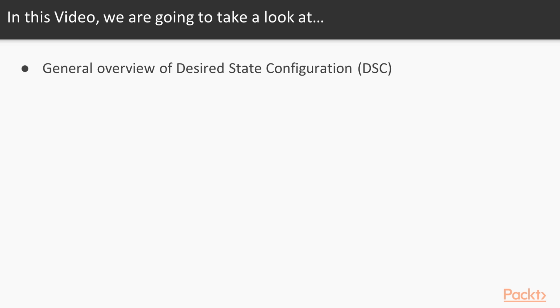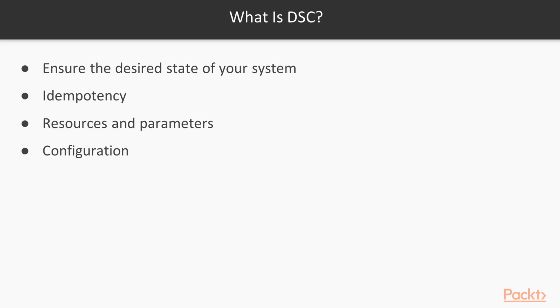In this video, we'll look at just a general overview of the what and whys for desired state configuration. Now, let's start with what is desired state configuration. It's a technology that comes now in Windows Server 2016, and you can also update the management framework to have similar access in Windows Server 2012 R2, but what it allows you to do is ensure the desired state of your system. So let's unpack that a little bit.